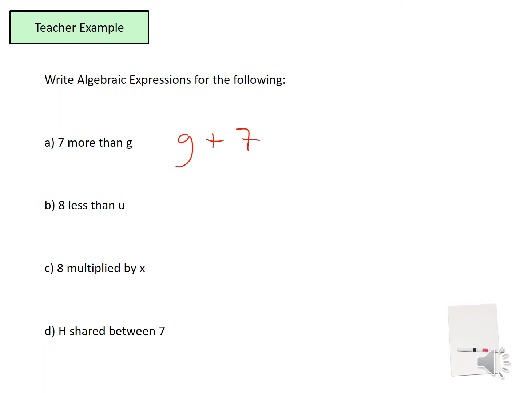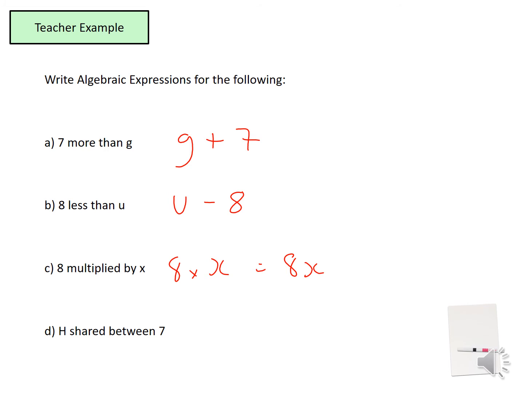Okay, 8 less than U. Again, I've got this amount which is called U, and I need to write an expression for 8 less than that. So U take away 8. Okay, 8 multiplied by X. Now this is a lot simpler. 8 times X, as we looked at in a previous slide, if you have 8 times X, you write it as 8X. Okay, H shared between 7.